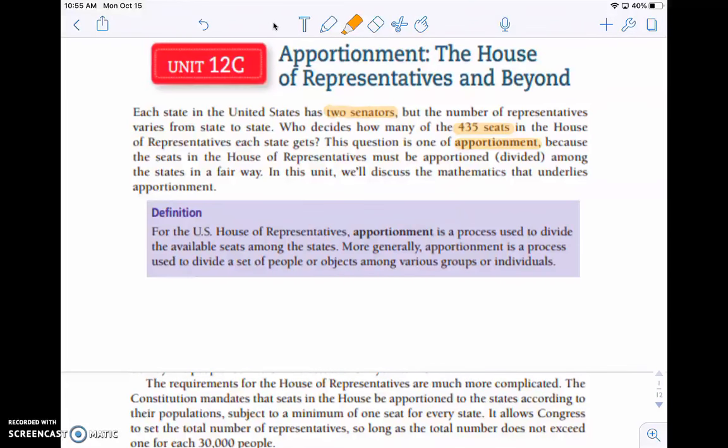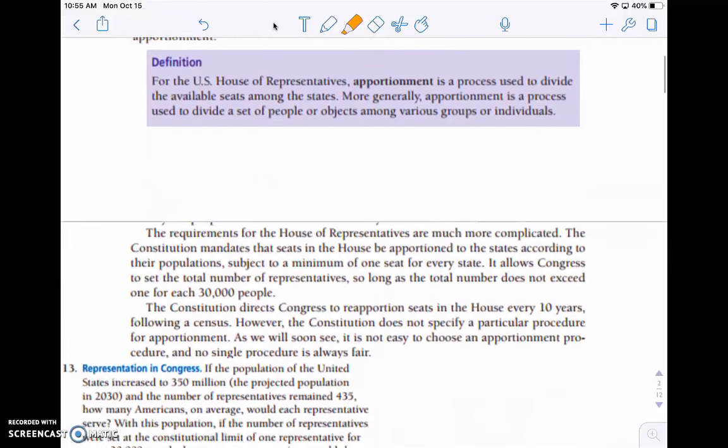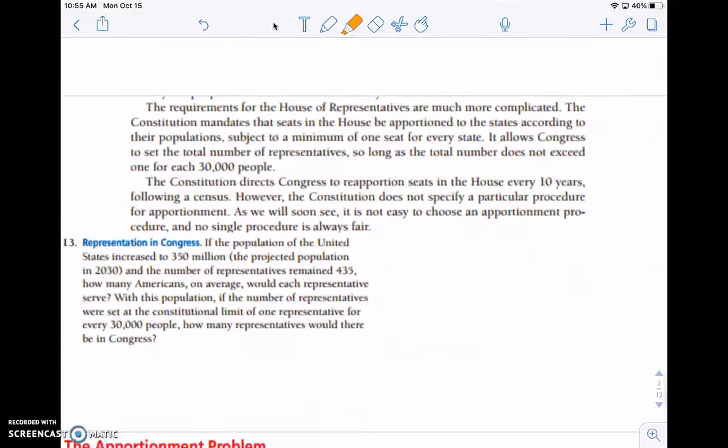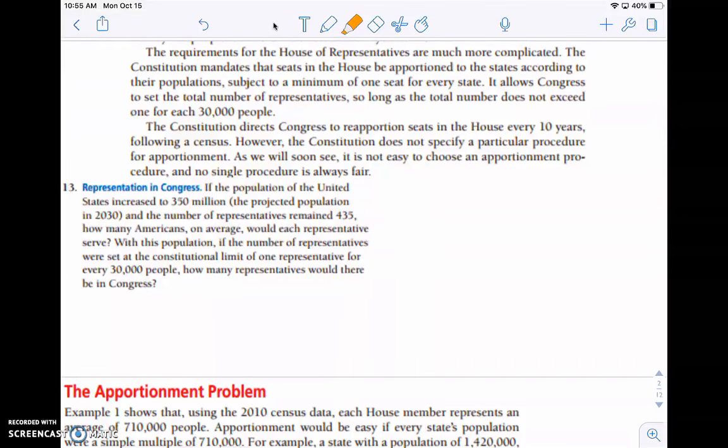So there's your formal definition of apportionment, and it's not just for the House of Representatives, although it's a great application there, but it can be done in other ways. The requirements for the House of Representatives are pretty complicated. The Constitution mandates that seats in the House be apportioned to states according to their population, subject to a minimum of 1 seat for every state. So every state gets a minimum of 1 seat no matter what, so they get some kind of representation.